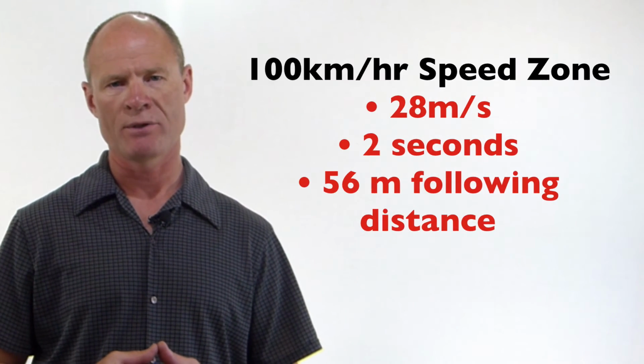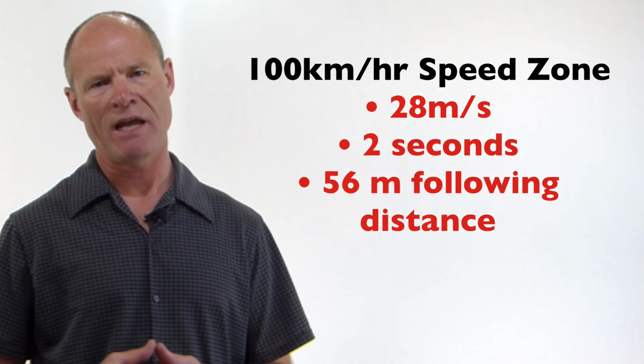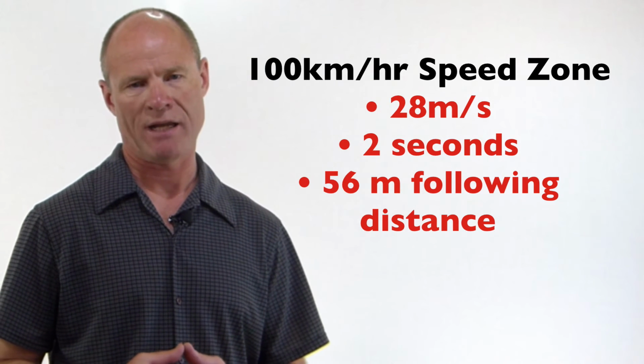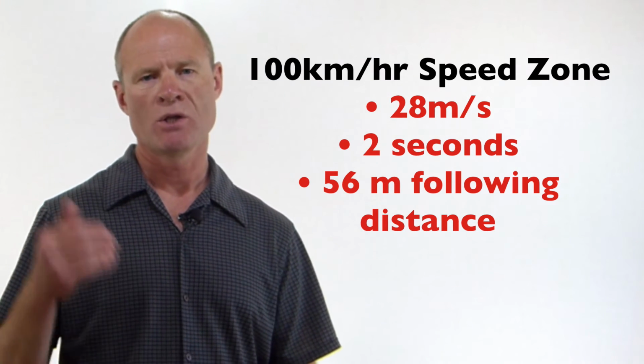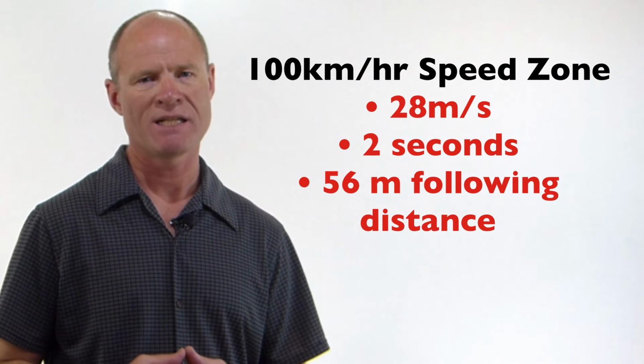If you go out onto the highway and increase your speed to 100 kilometers an hour, your traveling distance is now 28 meters per second at 100 kilometers an hour. So at a 2-second following distance, your following distance is now 56 meters as opposed to 34 meters that you were doing at 60 kilometers an hour.